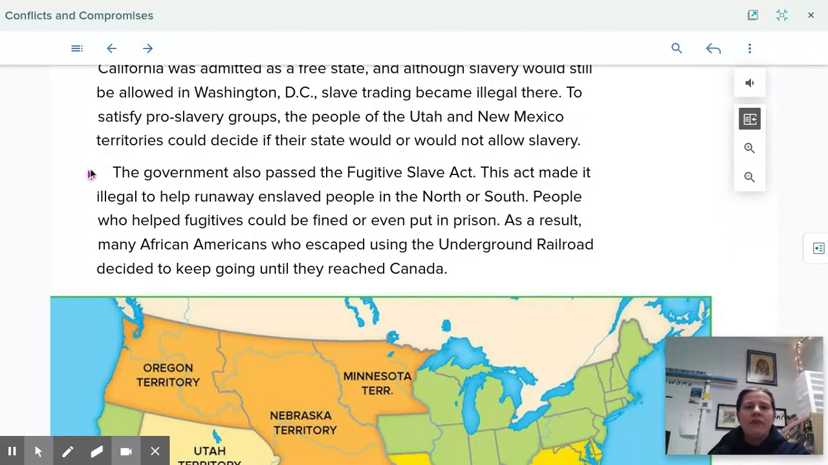The government also passed the Fugitive Slave Act. This act made it illegal to help runaway enslaved people in the North or South. People who helped fugitives could be fined or even put in prison. As a result, many African Americans who escaped using the Underground Railroad decided to keep going until they reached Canada.